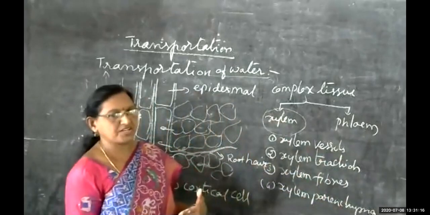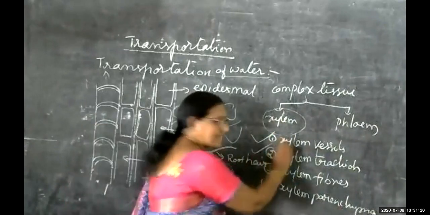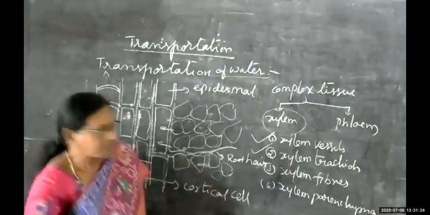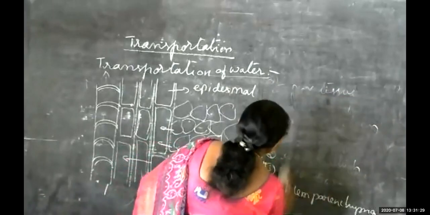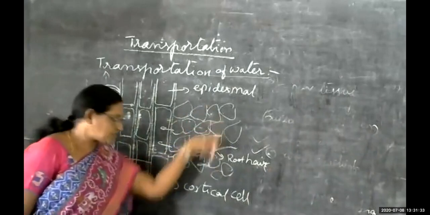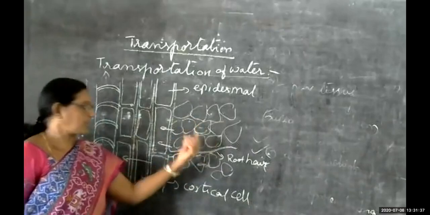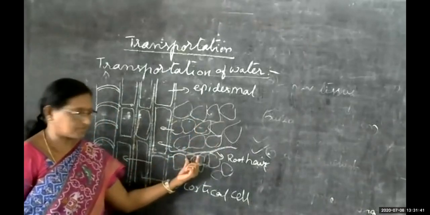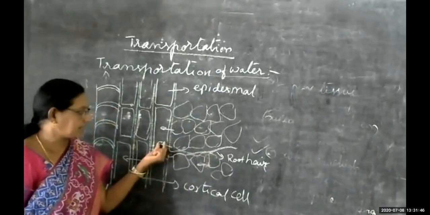In the transportation of water by plants, children, these xylem vessels and xylem tracheids take an important role. Right? Okay, so now come to the topic. Here, what I told you, children, is that the root first collects the water from the soil layers. Through what process? Osmosis process. Through endosmosis, the water will enter into the root hair.